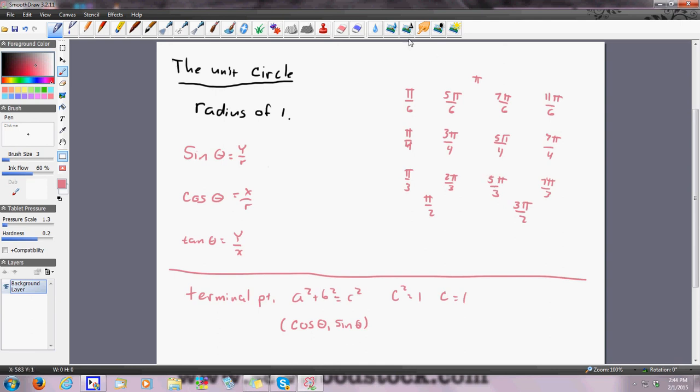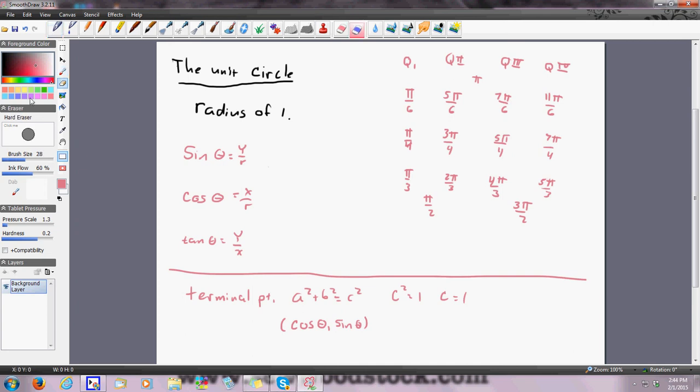Oh, I'm sorry. There's a mistake here. I knew there was a mistake someplace. This is 4 pi over 3, and this is 5 pi over 3. And I'm going to show you how to do these. This is all in quadrant 1. This is quadrant 2. This is quadrant 3. This is quadrant 4.